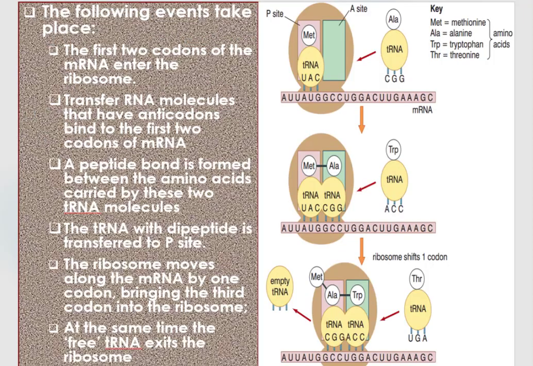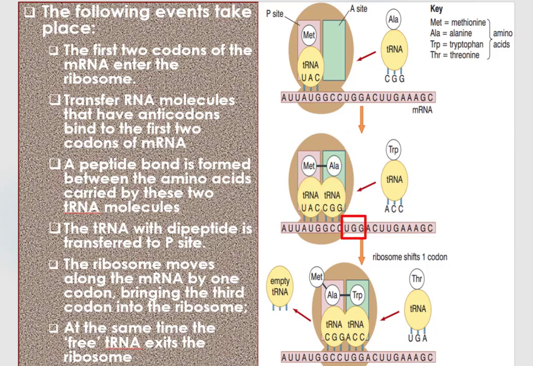The following events take place during translation. The first two codons of mRNA must enter the ribosome. Transfer RNA molecules with amino acids attached on their backs, that have complementary anticodons to the first two codons of mRNA, bind to those codons. A peptide bond is formed between the amino acids carried by the two transfer RNA molecules, and the dipeptide is transferred to the transfer RNA in the P site.